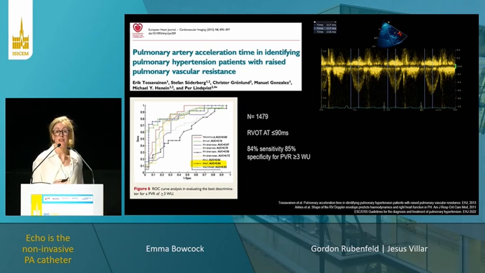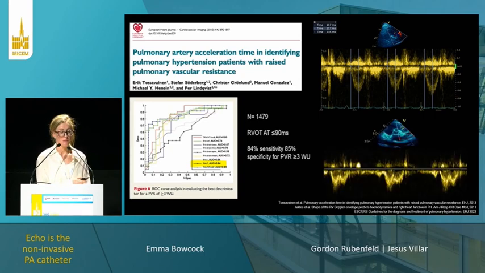detecting significantly elevated pulmonary vascular resistance of more than 3 Wood units, and they had a cutoff value of less than 90 milliseconds. Of course, there are again caveats with heart rate and stroke volume, etc., that are going to affect this value, but again, the individual trend can be really helpful. And it's a lot harder to fake notching through the right ventricular outflow tract.